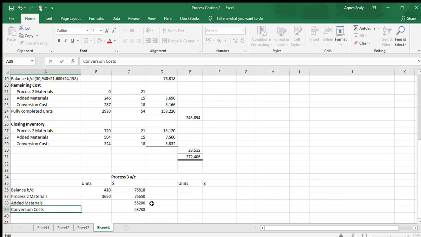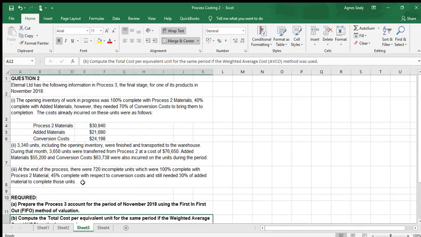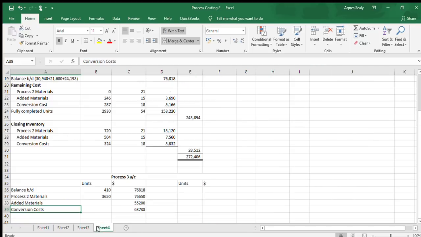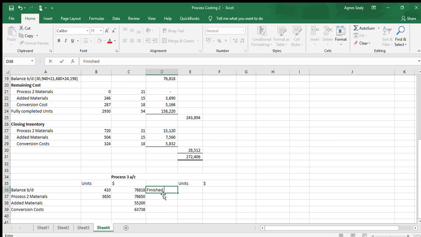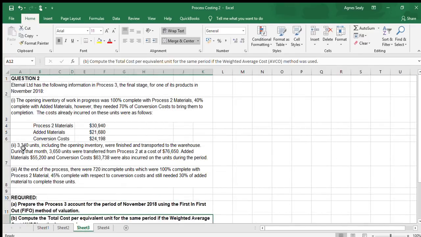We just calculate our, because the question says that Eternal Limited has the following information in process 3 and the final stage. So we are at the final stage. So because we're at the final stage, we're going to have our output to finished goods. So finished goods. And they said the amount to finished goods was 3,340 units.